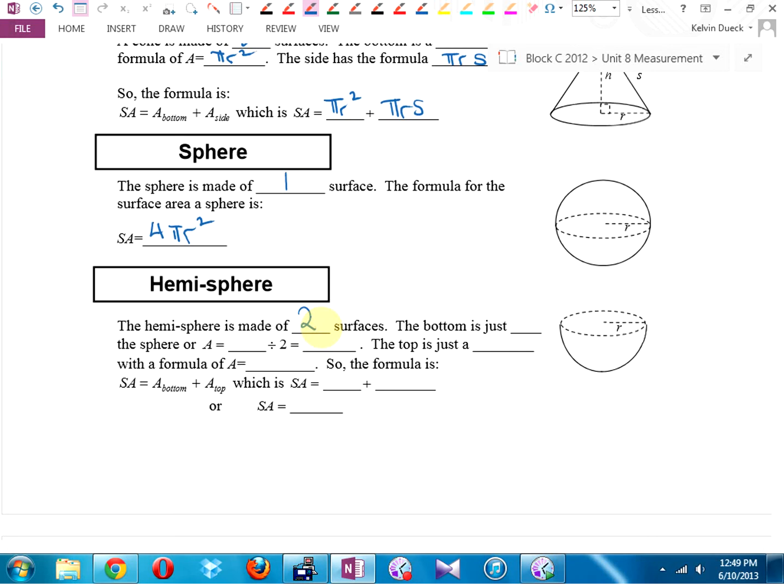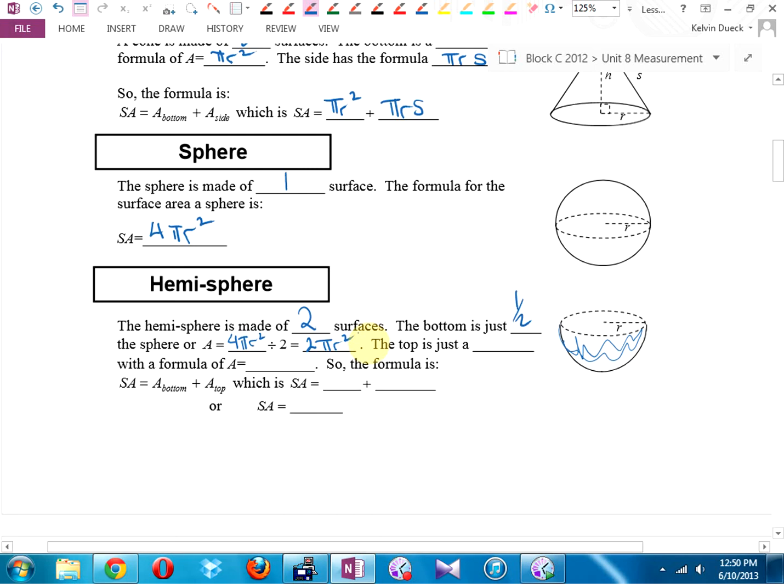What's the bottom shape? No, the bottom shape. This. Not a sphere. I got to be fussy. Half a sphere. Oh, you mean 4 pi r squared divided by 2? Yeah. 4 pi r squared divided by 2, which actually just ends up being 2 pi r squared, because 4 divided by 2 is 2.